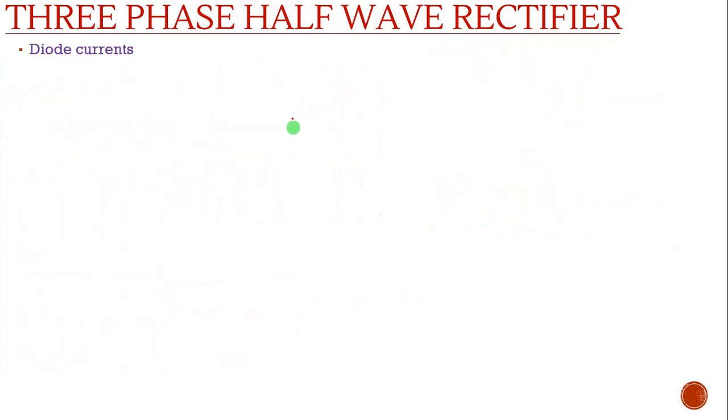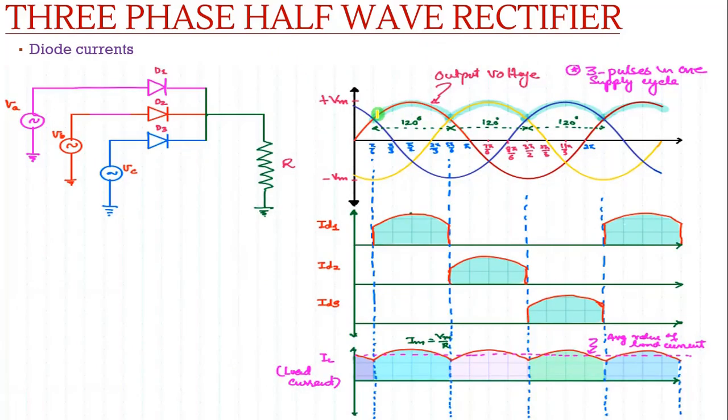Now calculating the diode current. VA means phase A. In phase A, diode D1 is conducting, and when diode D1 is conducting, D2 and D3 will be reverse biased. While phase A is conducting, there will be current in diode D1 only, because D1 is forward biased and D2 and D3 are reverse biased. So at that time the current through D2 and D3 will be 0.